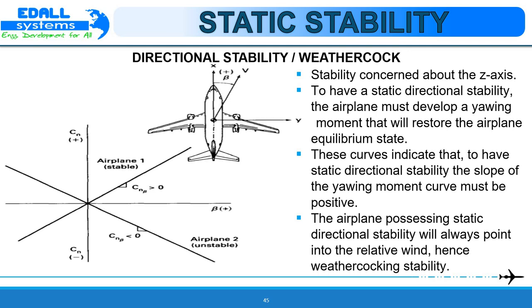Examining these two curves, we see that to have static directional stability, the slope of the yawing moment curve must be positive. Note that an aeroplane possessing static directional stability will always point into the relative wind, hence the name weathercocking stability.